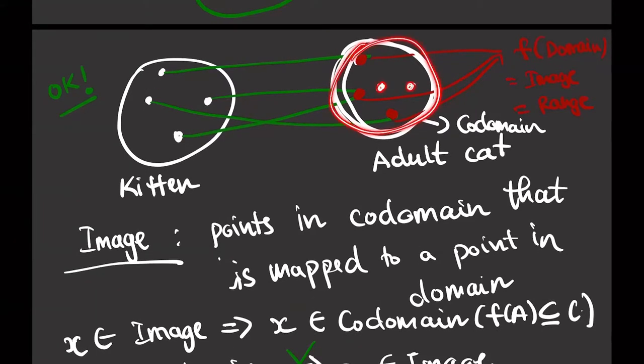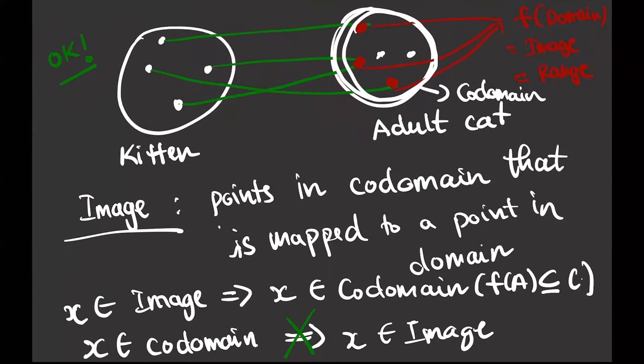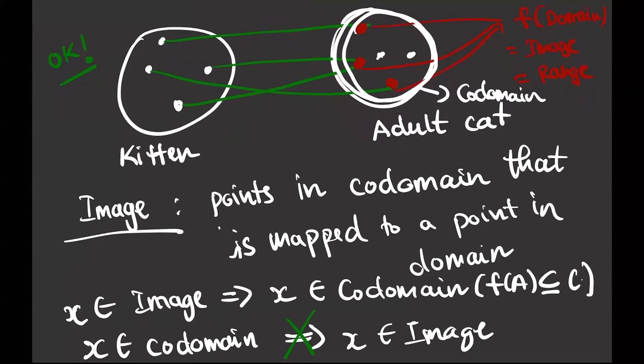Not every adult cat has a kitten. So if you pick any random adult cat inside this set, it's not 100% that it has a kitten in this set. However, if you pick all the red dots here, they are the cats that have kittens. You know for sure they are in the codomain, so the set of adult cats. Does this make sense? Okay, good.